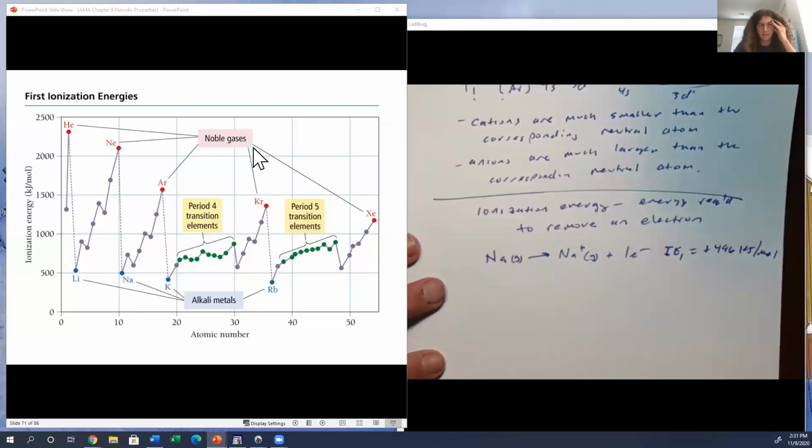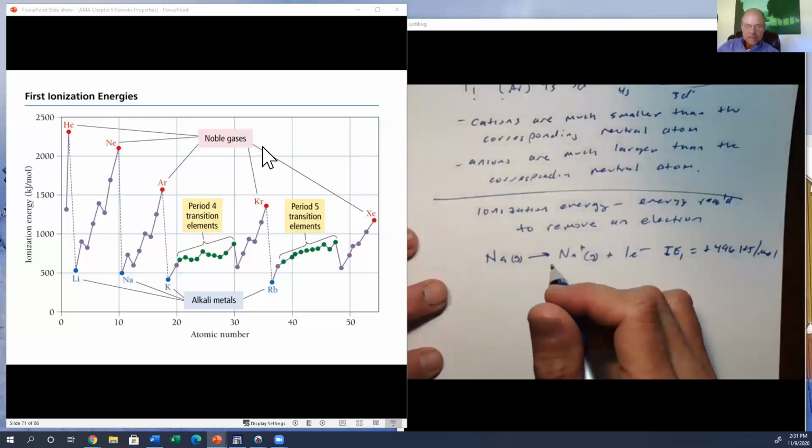Endothermic, right? It takes energy to remove the electron. Why? Because the electron is being attracted to the nucleus, kind of like a weight is attracted to the earth. To pull a weight away from the earth, you've got to put energy in. That's endothermic. To pull an electron from a nucleus, you've got to put energy in. That's endothermic. All right?